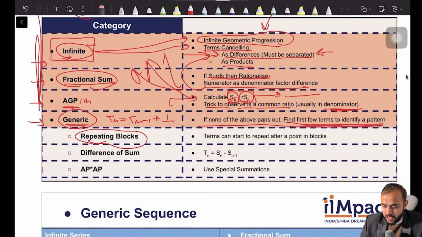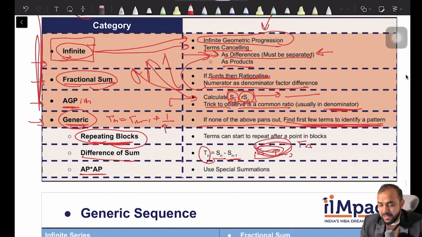Other things that can happen: once you start writing the terms, you realize that the terms are repeating after a certain point. So there's a repeating block, in which case they would have asked you for something absurdly high. Find the value of A2022. And they give you something like this: differences of the sum. Now, if they have given me an Sn expression, I can get Tn as Sn minus Sn minus 1, because Sn minus 1 will include 1 to Tn minus 1, and Sn will include 1 to Tn. So when you subtract these, only Tn will remain.